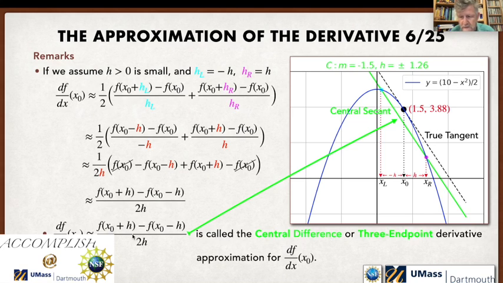Now, the other thing you should notice, something surprising, is that this central secant is actually parallel to the true tangent. And you might be surprised by this, but it turns out that it's exact for quadratics. That is, the central secant always gives you the exact result for quadratic functions, and actually for linear functions. It's not very difficult to prove. You might want to try proving it.